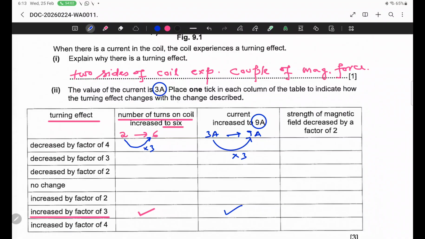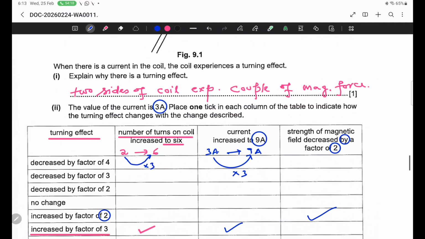And now the last. The strength of the magnetic field increases by 2 times, so the turning effect will also increase 2 times. As I taught you this formula, you can handle all these questions. If we are increasing the number of turns, current, or magnetic field strength, then in the same ratio, turning effect will increase.